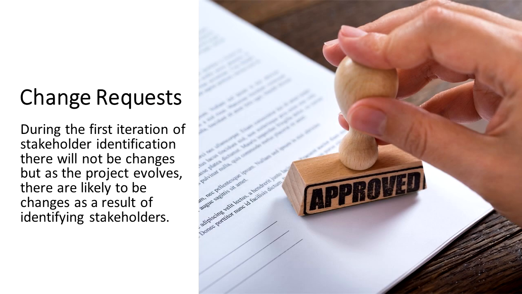The next output is change requests. As we go through the project, what happens? Changes begin to emerge. Now, at first, when we do our initial identification of stakeholders early in the project, there'll be no changes, but as the project begins to evolve, what happens? You find more stakeholders, and as a result of identifying stakeholders, various things could happen. You could change your project management plan. You may find your project documents changing. Of course, you need to update your stakeholder register and do multiple iterations of stakeholder analysis.